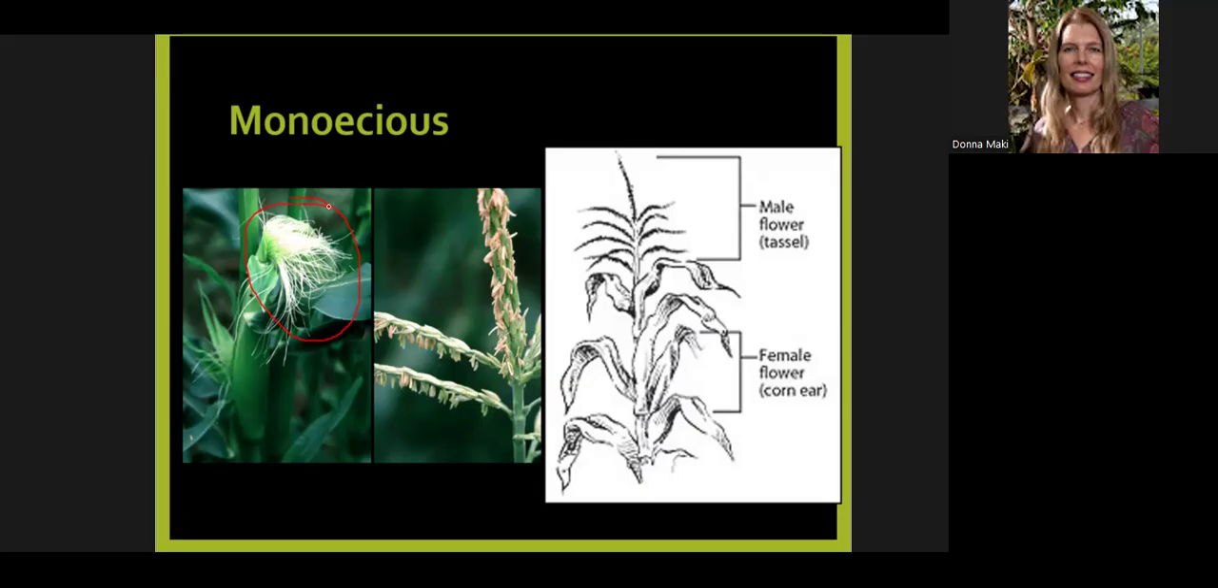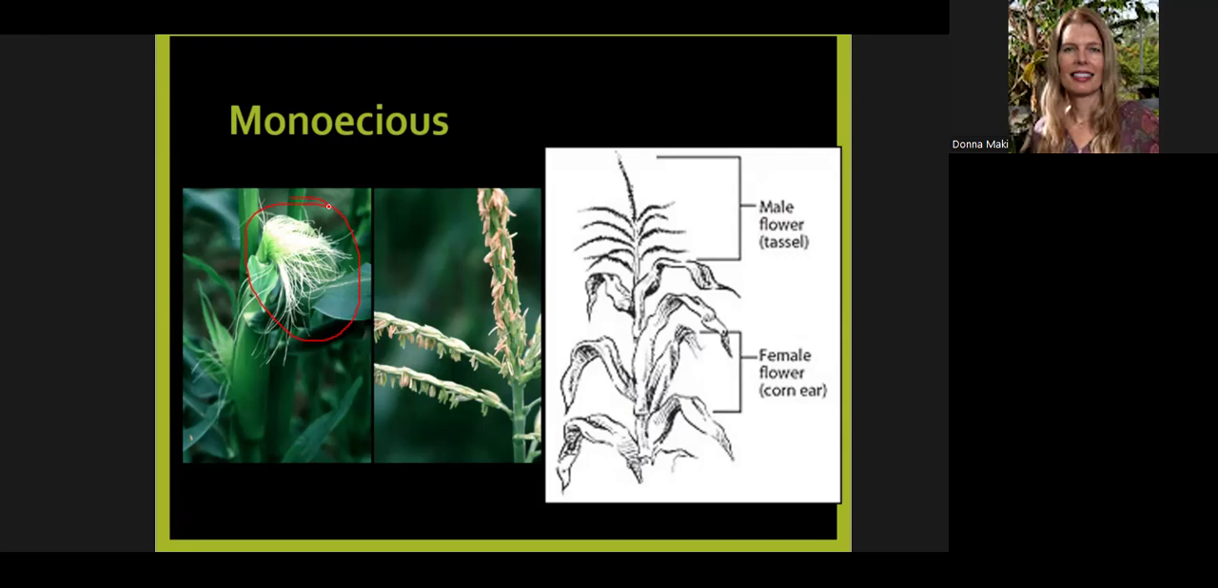So every kernel that you're eating was once an individual female flower. Have you ever noticed that corn on the cob, there's some pieces missing, like there's no kernel there? It's because it didn't get pollinated. That's why you see blank spots. But you're eating the female flower inflorescence that did get pollinated. And we call it corn kernels, it's really a dry fruit. Weird to think about, but it's a dry fruit.